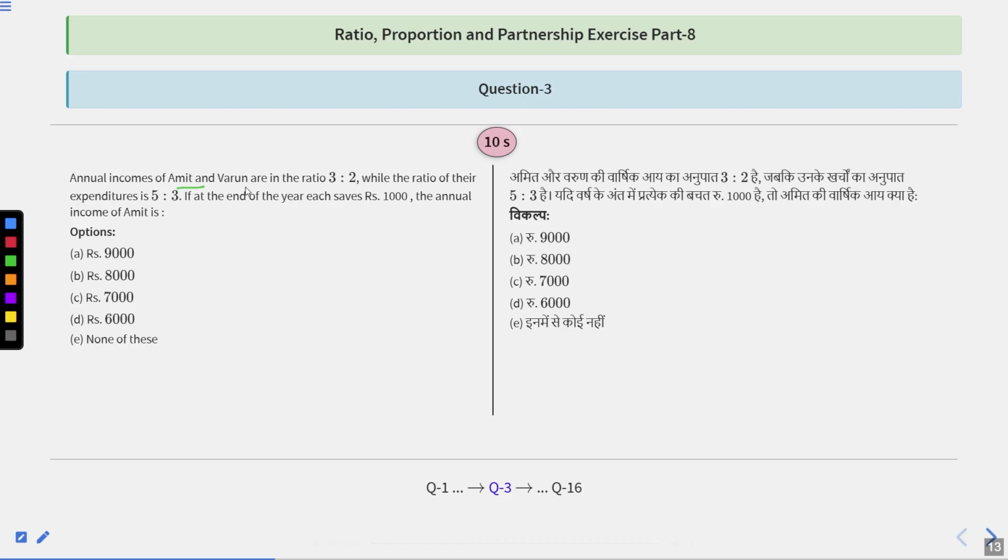Annual income of Amit and Varun are in the ratio 3:2, while the ratio of their expenditure is 5:3. If at the end of the year each saves 1000 rupees, find the annual income of Amit. You have 5 options and 10 seconds to analyze the question. Your time starts now.